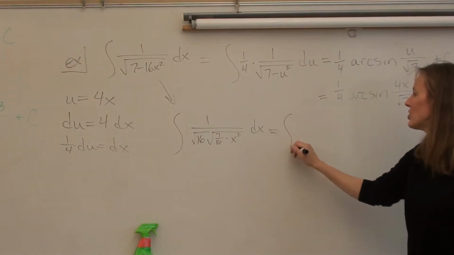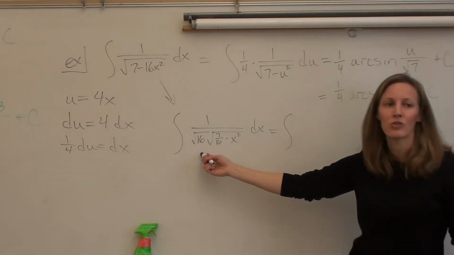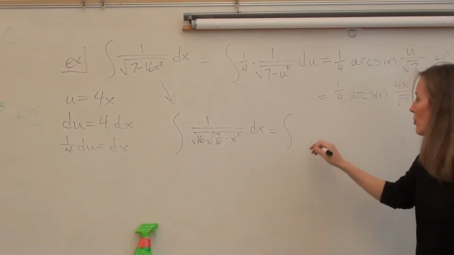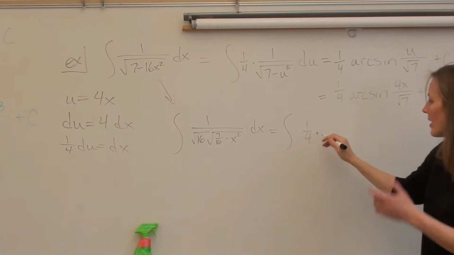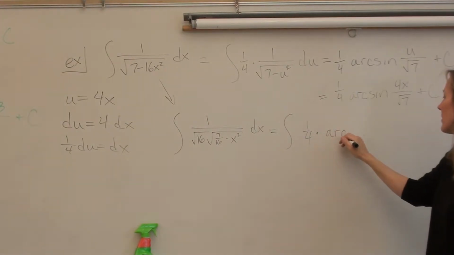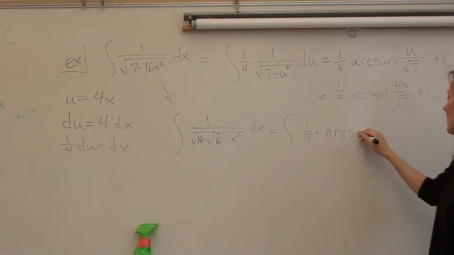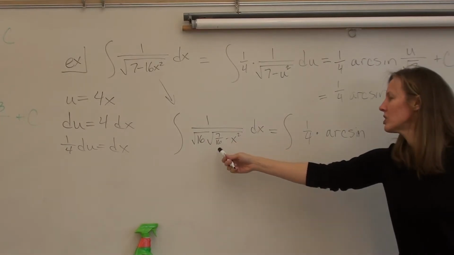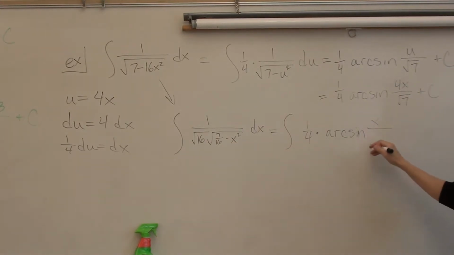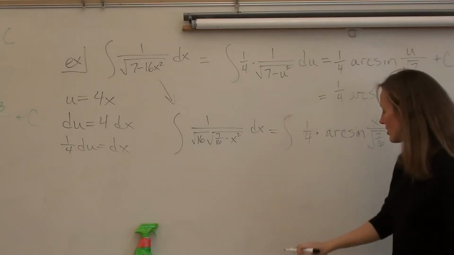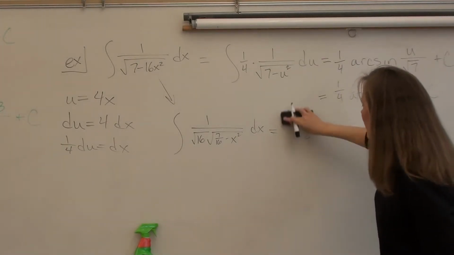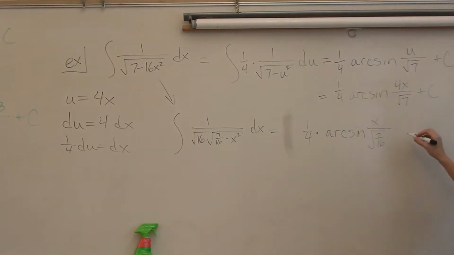Now, it's just a simple arc sine. Root 16 is just 4, right? So I have 1/4 times arc sine, and then this would just be x over the square root of 7/16. Oh, oops, I wrote my integral symbol, sorry. I don't know what I was thinking. Okay, plus c.